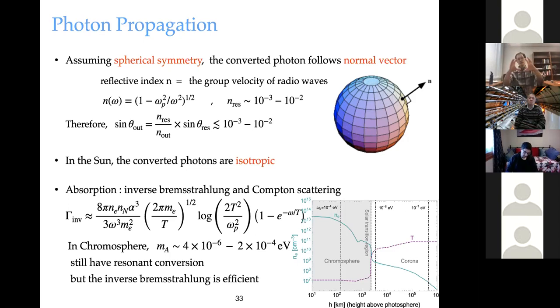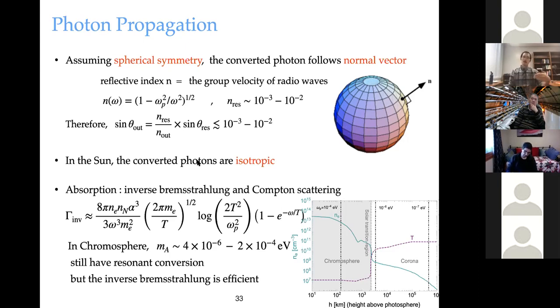You can imagine a hedgehog image: in the center of the sun, you get a much larger flux. But this is a really ideal case. Actually, in the sun, you can imagine the density is fluctuating and it's not uniformly distributed, so for the converted photon we have to take a very conservative assumption and assume it's isotropic.